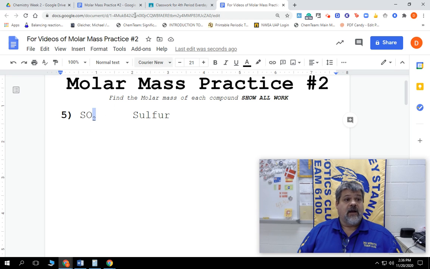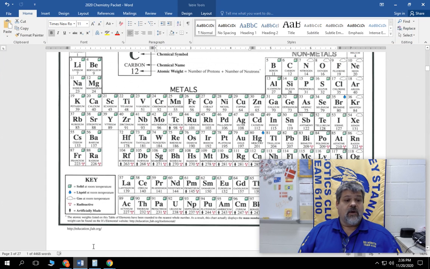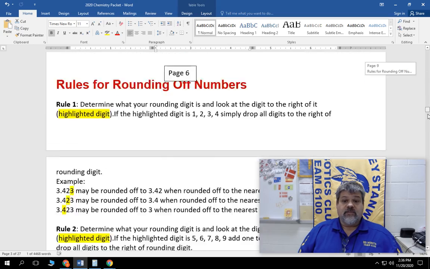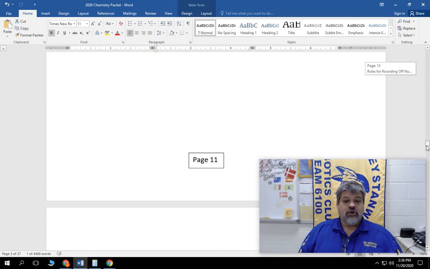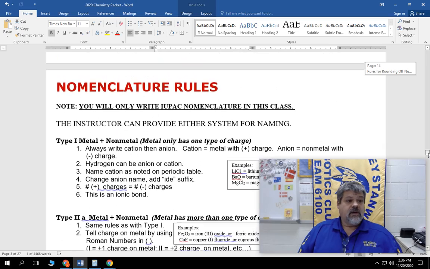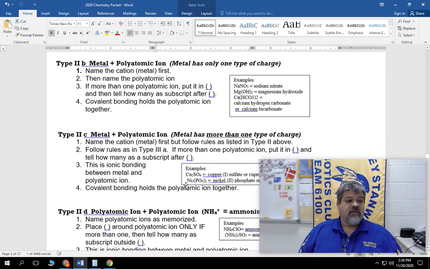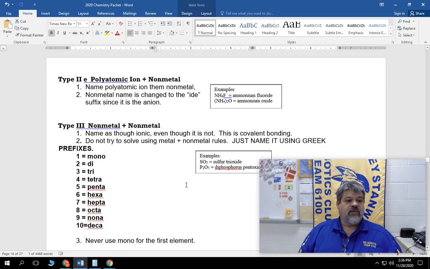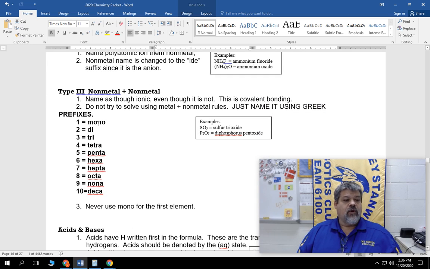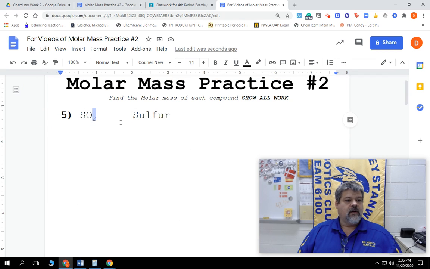Now, how do we figure that out? We can go to our rules page, and it should be written right in the rules page. Okay, so we're going to scroll down till we get to type 3. Okay, here's type 3. Normally we go mono for 1, 2 is di. So let's go back to this one right here. We're going to put it in as dioxide. So that's where we get there. So we're going to call this one sulfur dioxide.